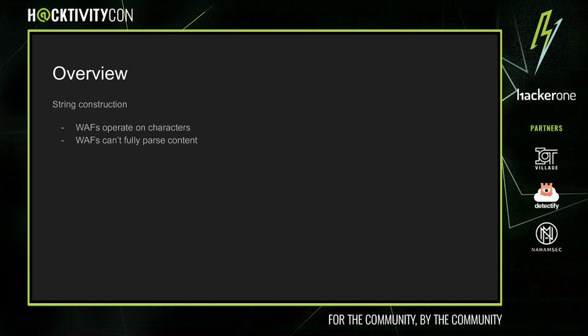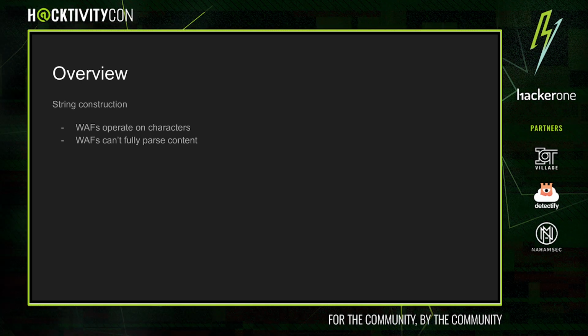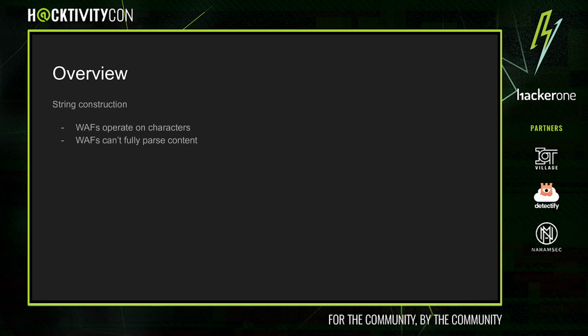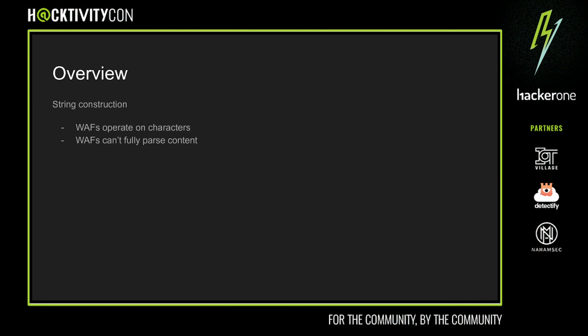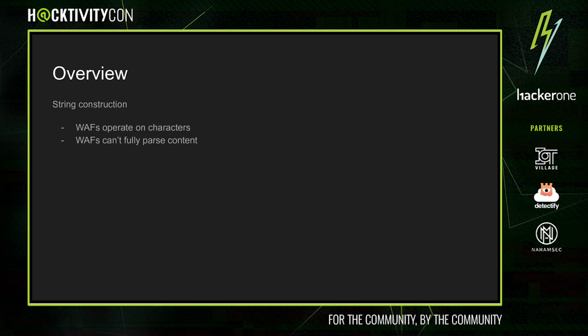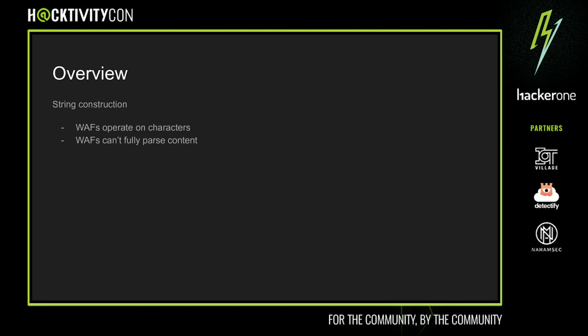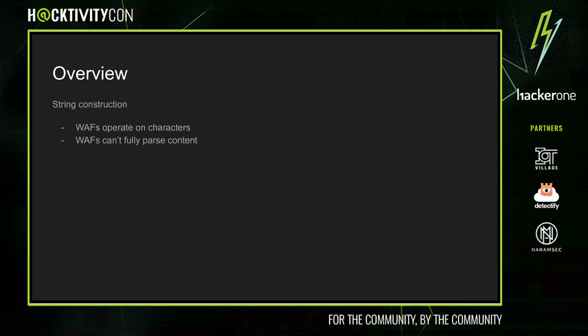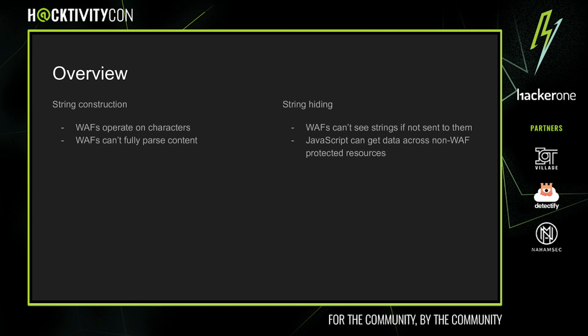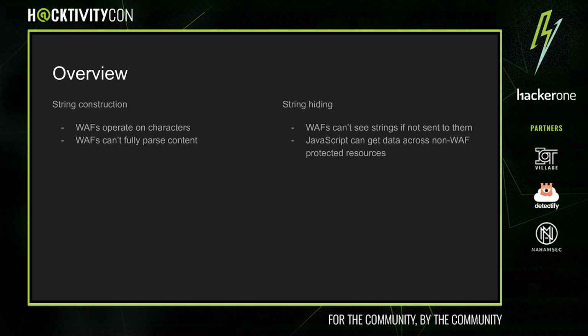First is string construction, and this relies on the idea that WAFs operate on the literal character content of payloads. Luckily, JS code is quite complex, so instead of embedding our payload string directly in the code, we can construct it gradually through JS code. It would be infeasible for a WAF to fully parse and execute the JavaScript code, allowing us to bypass the WAF, hiding our payload. Another, more arguably gimmicky technique involves string hiding, which exploits browser features to hide payloads in weird places.